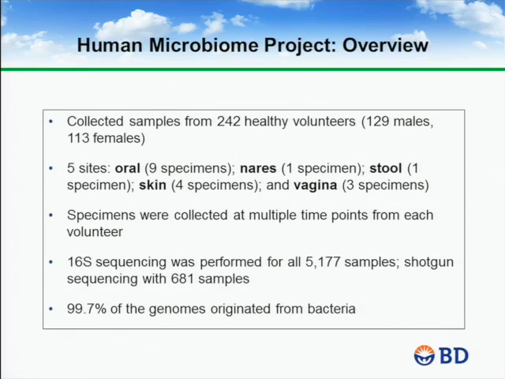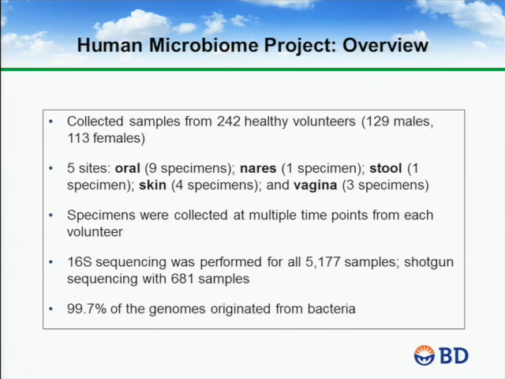The way the project was organized, the samples were collected from a total of 242 healthy volunteers. Samples were collected at 2 sites in the United States. 5 sites were sampled. You can imagine, you can sample all sorts of sites, but it was really decided to be very, very specific about the sites that were going to be examined and how they would collect those samples. These included 9 oral samples, the nares, the stool specimen, 4 skin samples, and 3 vagina samples. Specimens were collected at multiple time points so you could look at the changes in the microbiome in these healthy individuals over time. And 2 types of sequencing were performed.